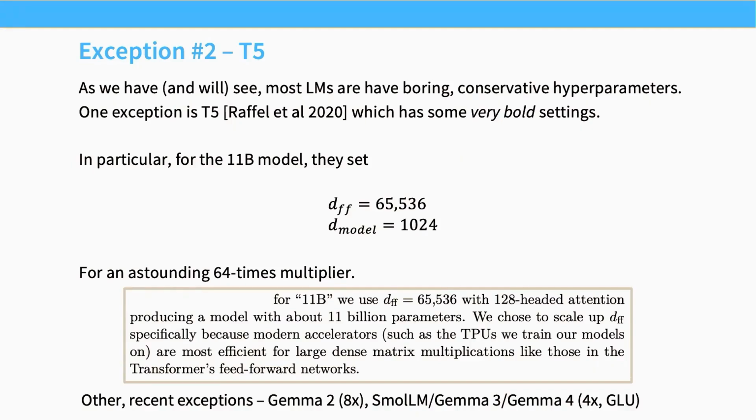And they have a reasonable argument for this as well. This is another systems-based argument, right? They said, well, the bigger my matrix multiplies, the more efficiently I can keep my hardware utilized. So if I make this multiplier really big, then my matrix multiplies can potentially be more efficiently utilized, right? And some others, like Gemma 2, have also tried to push a little bit higher on this. But really, T5 is an astounding exception at 64. I don't think any other model has really gone that high in the feed-forward multiplier.